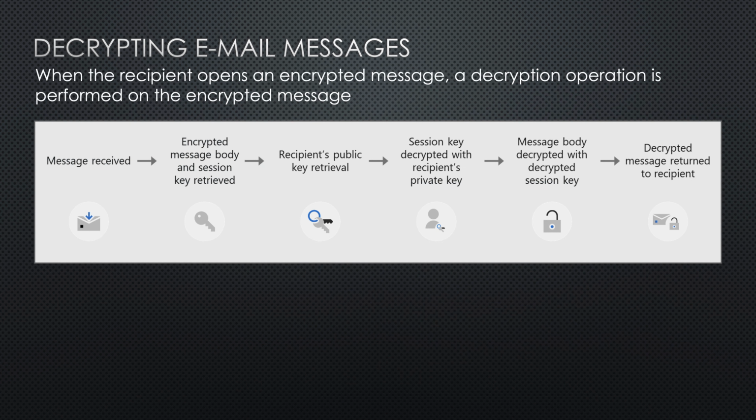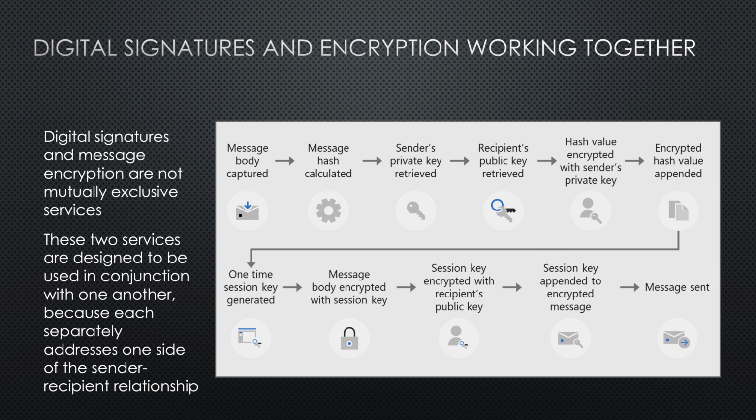Okay, so decrypting the email, message is received. The encrypted message is received with the session key. The recipient's public key is retrieved. So the session key is decrypted with the recipient's private key. So I'm sending a message to you, your public key, and you are decrypting it with your private key. The message body is then decrypted with the session key, and finally the decrypted message is returned to the recipient. Fantastic.